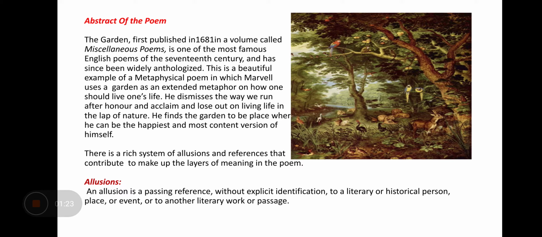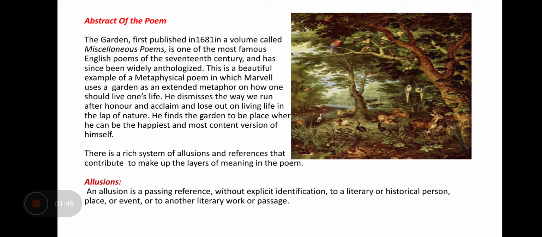Before reading the poem, let's discuss the abstract of the poem first, so that we can easily understand the poem when we start reading it. The Garden was first published in 1681 in a volume called Miscellaneous Poems. It is one of the most famous English poems of the 17th century, and has since been widely anthologized.